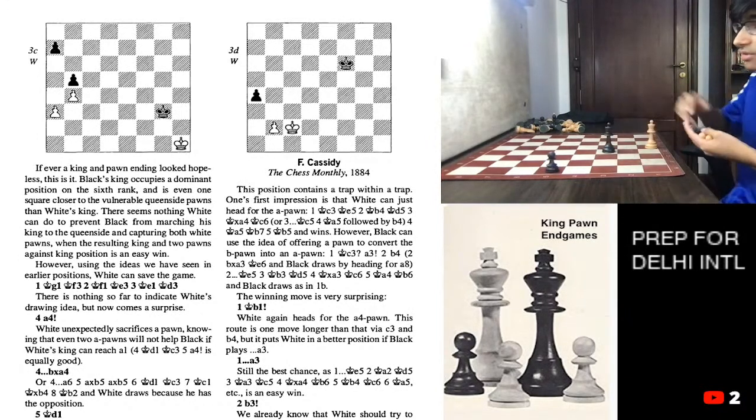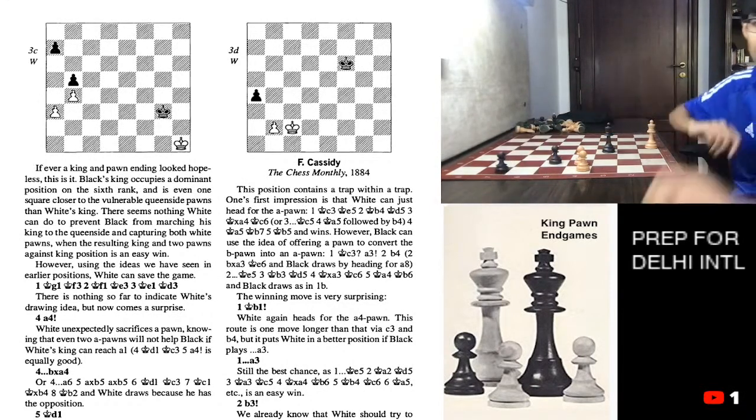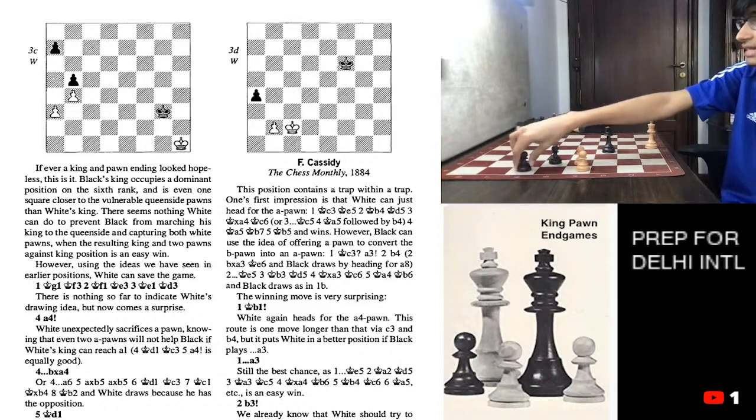However, black doesn't always have to capture the a4 pawn as well. When you push a4 and you just go back to this position, black has the alternative of just going a6.